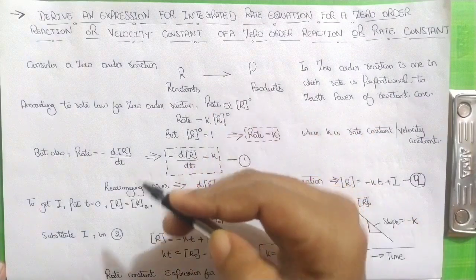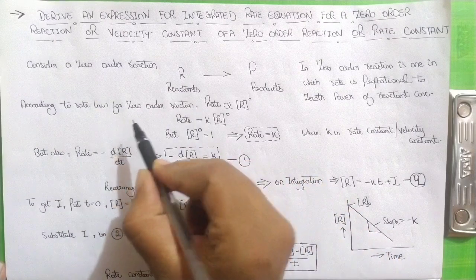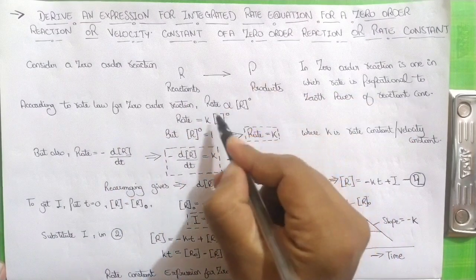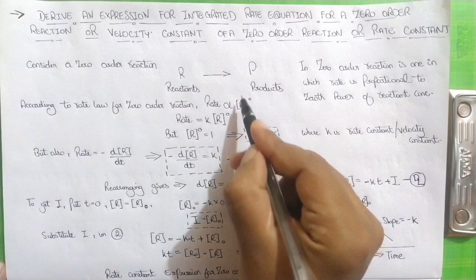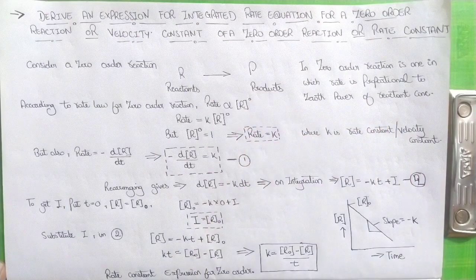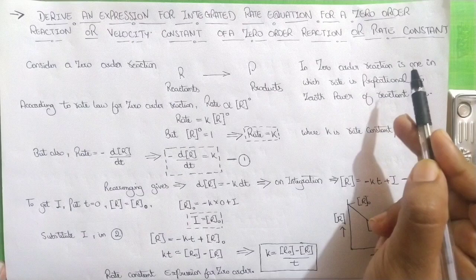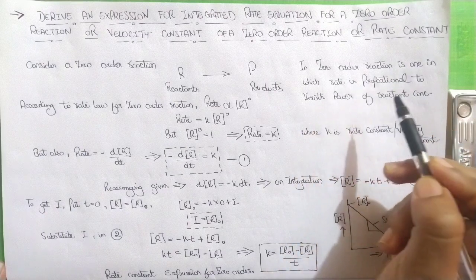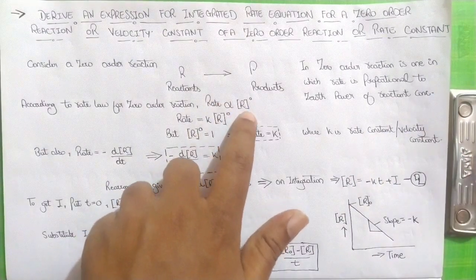Now our second statement is according to rate law. You know the rate law. From that we can state that for zero order reaction, rate of the reaction is directly proportional to concentration of the reactant, or the big bracket gives you the concentration of the reactant, to the power of 0. You can see here, a zero order reaction is one in which rate is proportional to 0th power of the reactant concentration.